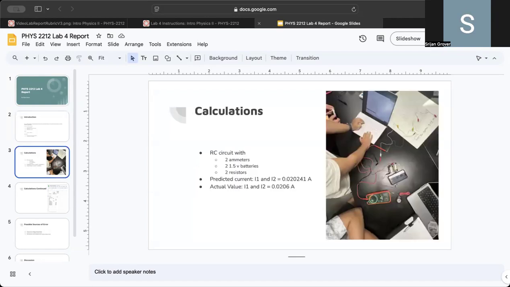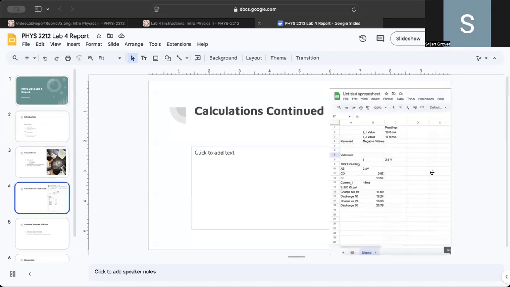So here are the calculations. Our circuit is with 2 ammeters, two 1.5 voltage batteries, and two resistors. The predicted current of I1 and I2 are 0.020241 ammeters. The actual value of I1 and I2 are 0.0206 ammeters. And here the calculations continue done in an Excel sheet.